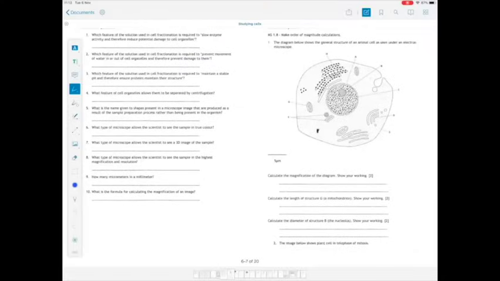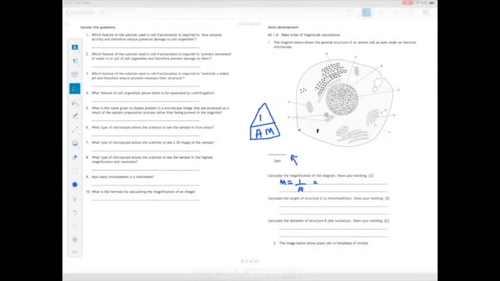So let's start by writing our formula triangle out. That does not look like a triangle. So it's I am, which means that magnification equals the image size over the actual size. The easiest way to do this is not actually measure the diameter of the cell. You need to use this scale bar here. We can see from the scale bar that its size is 5 micrometers. So we're going to put that there as the actual size.